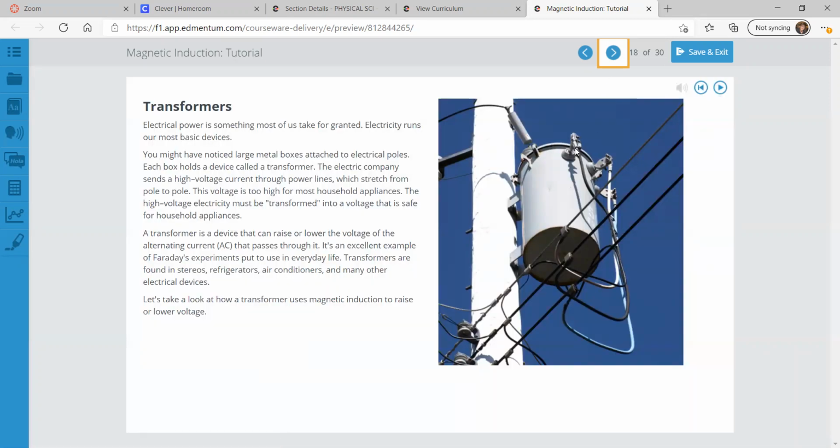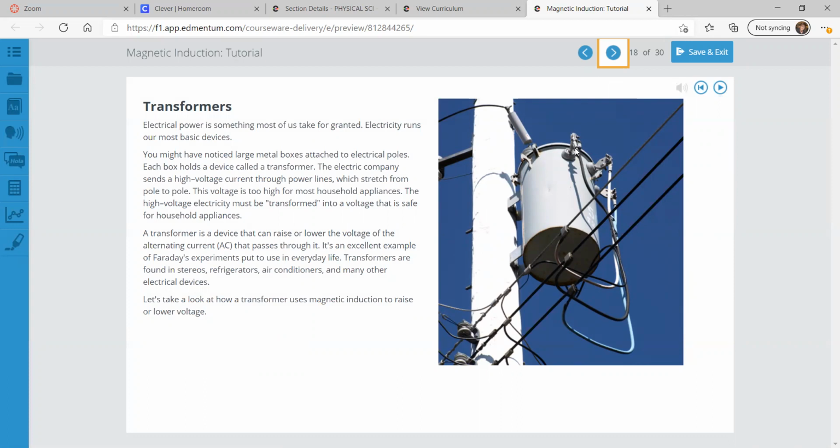Transformers. Electrical power is something most of us take for granted. I know a lot of us did the past couple of weeks with the winter storm. Electricity runs our most basic devices. You might have noticed large metal boxes attached to electrical poles. Each box holds a device called a transformer.